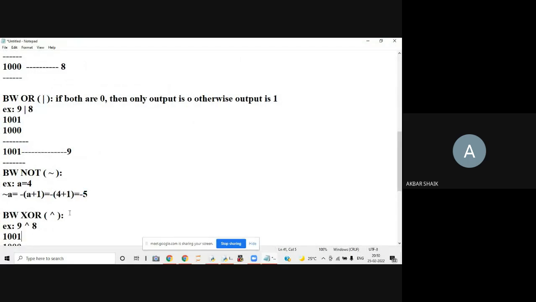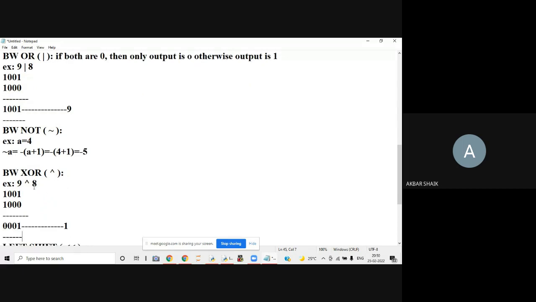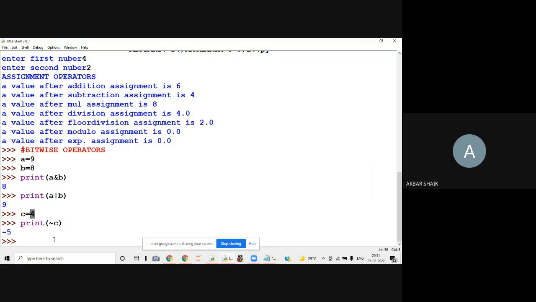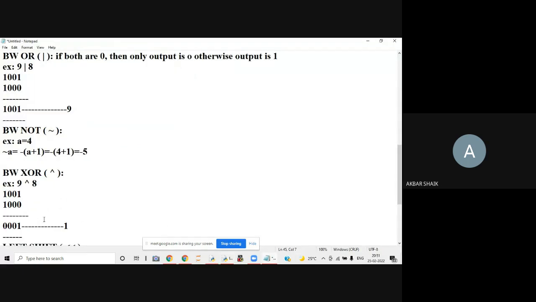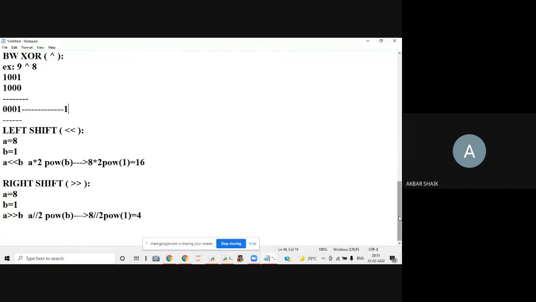Next, XOR. XOR also same. 9 and 8 XOR. Here already a value is 9, b value is 8. So print of a XOR b. What we got here? The result is 1. The result is 1 for XOR.